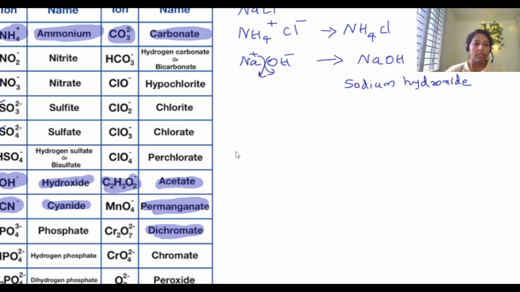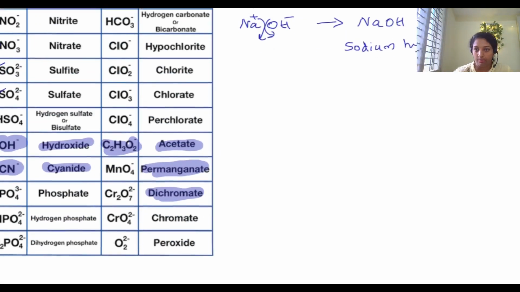I will tell. Did you notice something? See the names: NO2 minus is nitrite, NO3 minus is nitrate, sulfite, sulfate. So it's like ite or ate. When it comes as ite or ate, that means it is an oxyanion. So you can study like this.